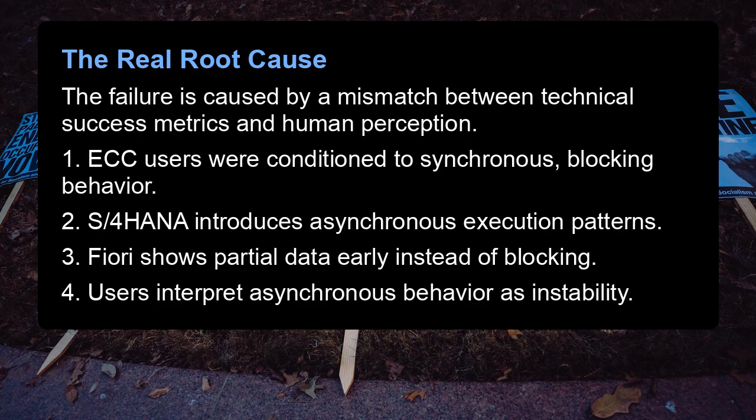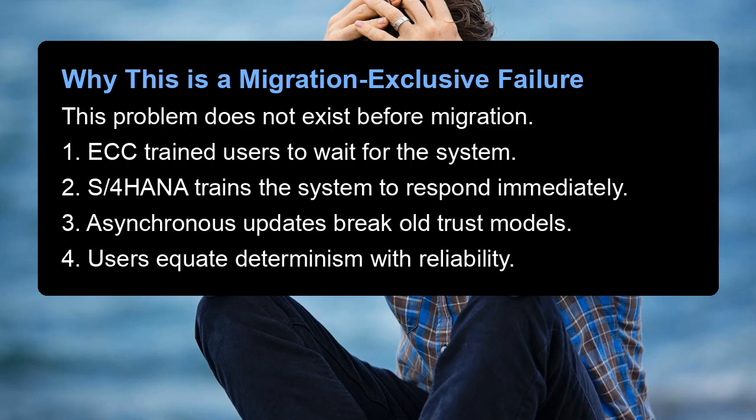The real root cause. The failure is caused by a mismatch between technical success metrics and human perception. 1. ECC users were conditioned to synchronous, blocking behavior. 2. S/4HANA introduces asynchronous execution patterns. 3. Fiori shows partial data early instead of blocking. 4. Users interpret asynchronous behavior as instability. Why this is a migration-exclusive failure. This problem does not exist before migration.